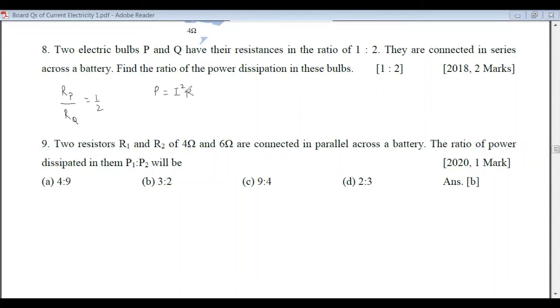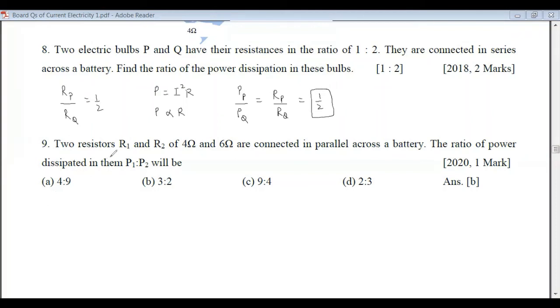Why? Because as they are connected in series, I will be the same. The current flowing through each of the resistance will be the same. So here we'll use the formula P is equal to I square into R. So as I is same, we see that power is directly proportional to resistance. Hence the power dissipated by P to the power dissipated by Q will be equal to Rp upon Rq, which is equal to 1:2. Hence the ratio is 1:2.